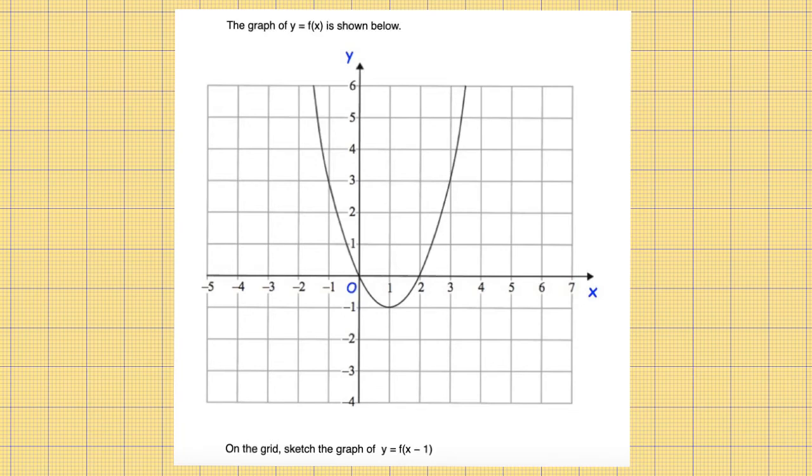So the new vertex will be at 2, minus 1. All other points on the graph will also move one space to the right. Now that all points have been moved one square to the right, you can join them up with a nice smooth curve. Don't forget to label your graph. So the blue line is y equals f of x minus 1.